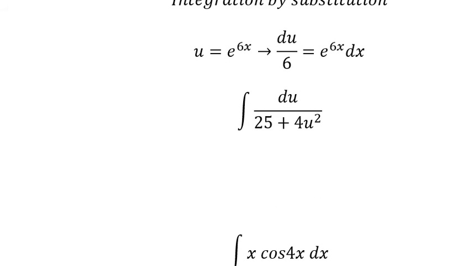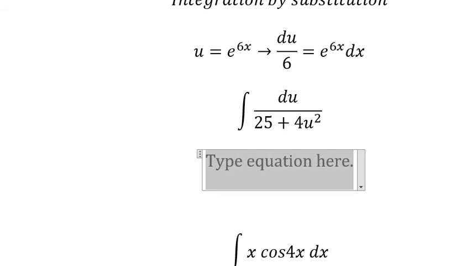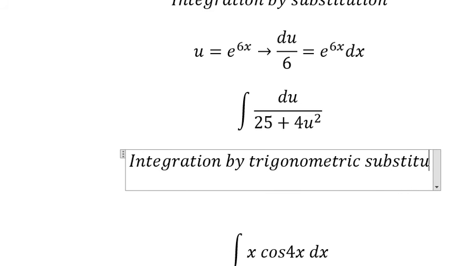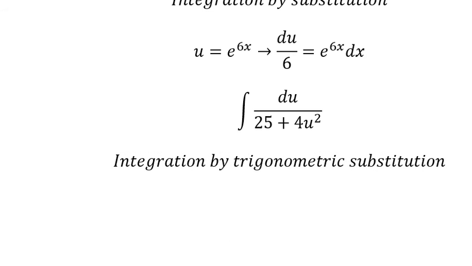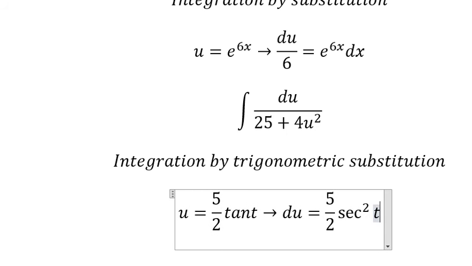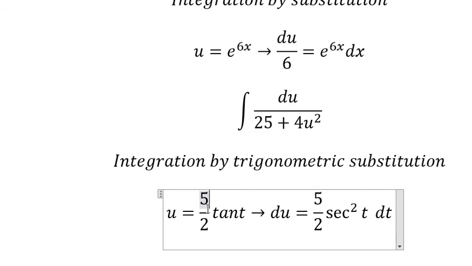Next, we need to use integration by trigonometric substitution. So we put u equals 5 over 2 tan t, du. We got 5 over 2 secant of t squared dt. Because if we put this one in here, we do factorization of number 25 and we cancel number 4. Tan t squared plus 1 we change for secant of t squared, and we can simplify this one in here.